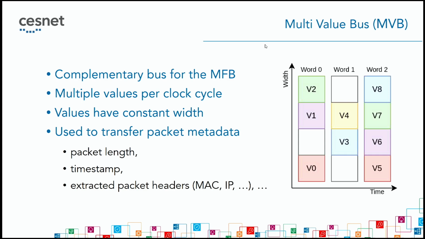And the MVB bus, the multi-value bus, is a complementary bus for the MFB. The main difference is that the values have constant width. There can also be multiple of them in each data word. Usually there's one value for each frame.